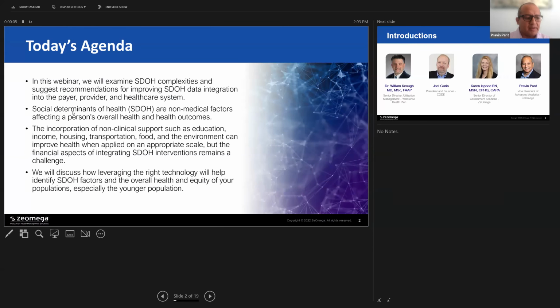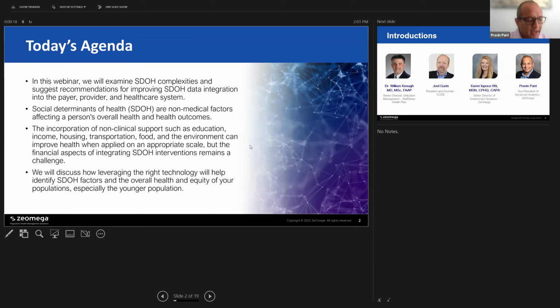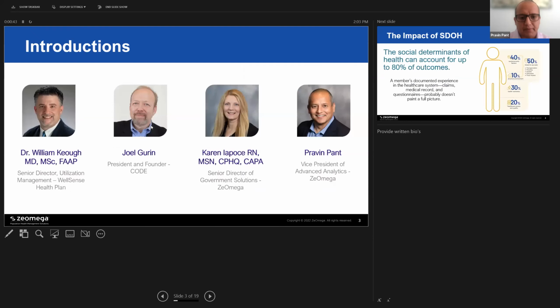In today's agenda, we'll talk about four different things. We will first examine the SDOH complexities and recommendations on how to improve data integration. We'll also discuss some of the SDOH factors we should really focus on. We'll also talk about how to properly incorporate several important SDOH data at the right time so that it can improve the individual's overall health. And lastly, we'll talk about how to leverage the right technology to effectively identify SDOH data for improving overall health and equity. With that being said, let's go to the next slide.